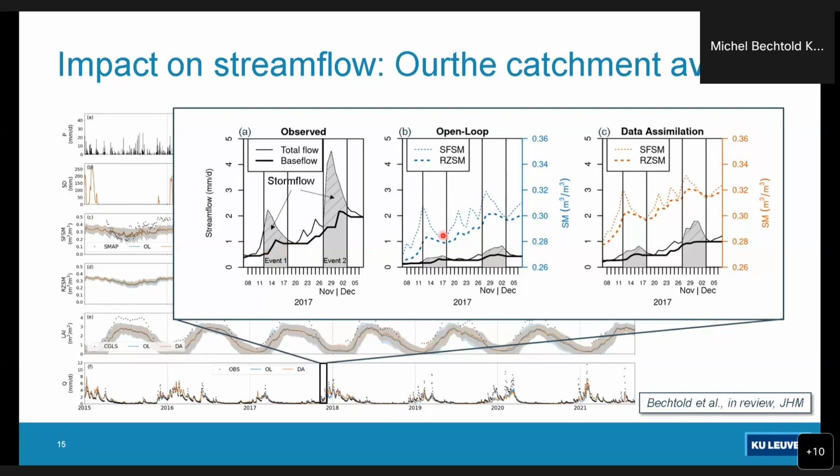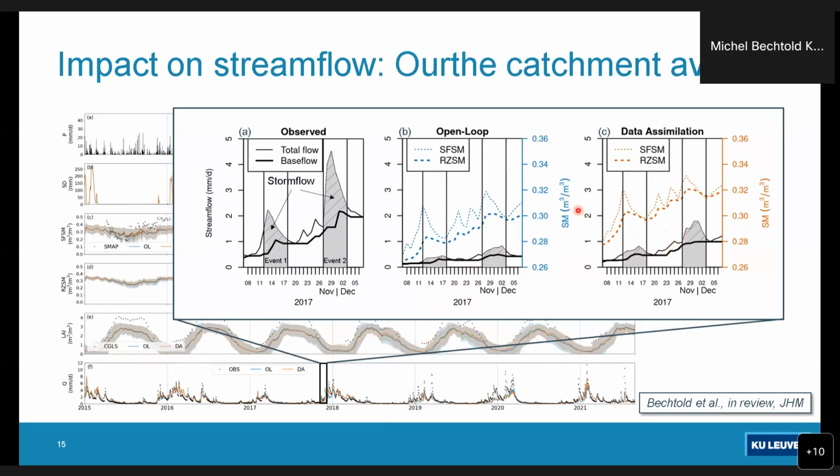And we can see that a small increase in surface soil moisture and also root zone soil moisture due to data assimilation increases the stream flow towards the observed data. Still, it comes from a very biased state for that period because precipitation was underestimated in the previous months, and the data assimilation partly corrects for it.